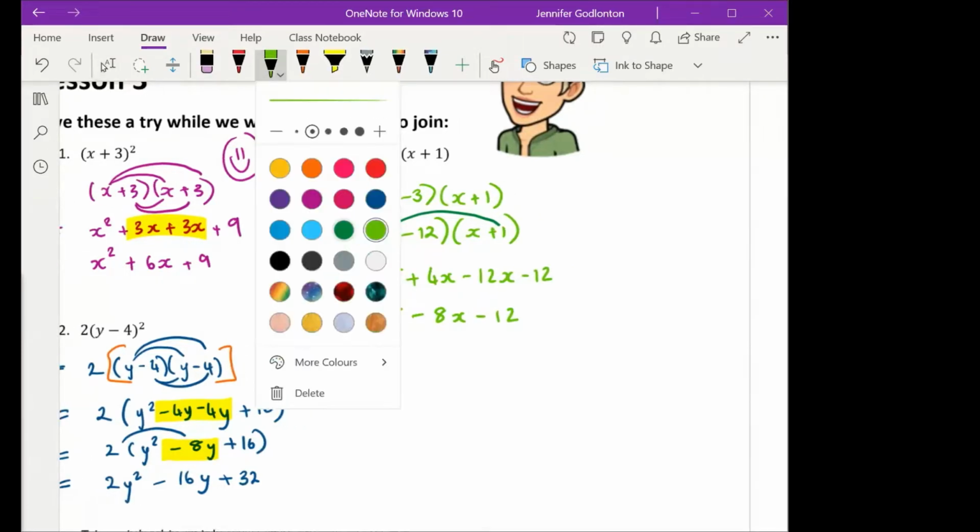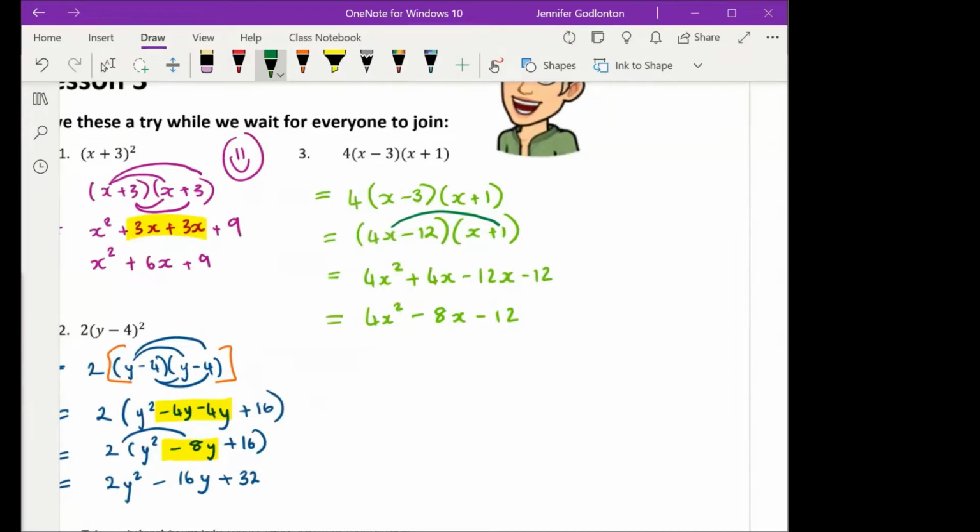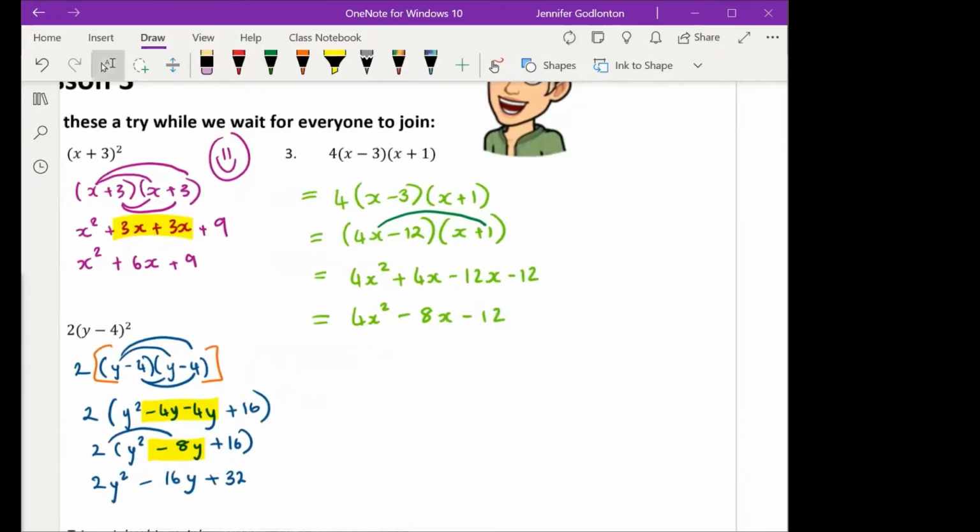There's another way you could have done this. You didn't have to take the 4 in first. I see I've got a hand up. Can I help? Do you have a question? No? Question? No question? Okay.